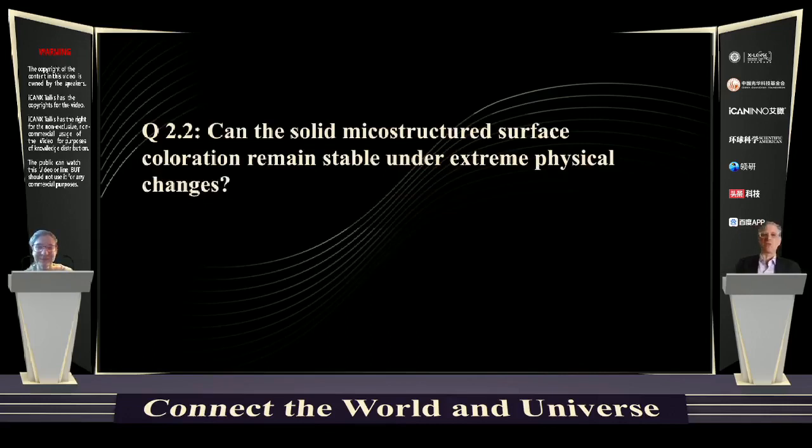It was a question from Xinghua, substituted in for one that you answered during the talk. So can the solid microstructured surface coloration remain stable under extreme physical changes? So if you change the geometry, you will change the color, because the color is a direct reflection of the paths that the light is taking at those interfaces. So if you're talking about extreme mechanical deformation, then the color is going to change in that case.